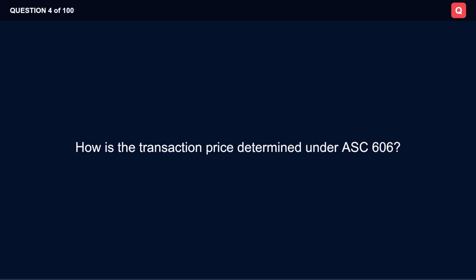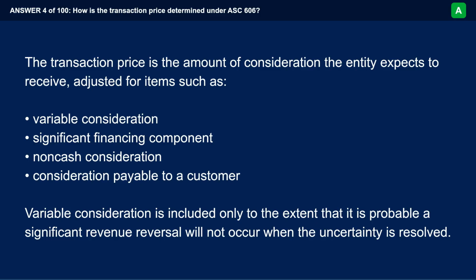How is the transaction price determined under ASC 606? The transaction price is the amount of consideration the entity expects to receive, adjusted for items such as variable consideration, significant financing component, non-cash consideration, and consideration payable to a customer. Variable consideration is included only to the extent that it is probable a significant revenue reversal will not occur when the uncertainty is resolved.